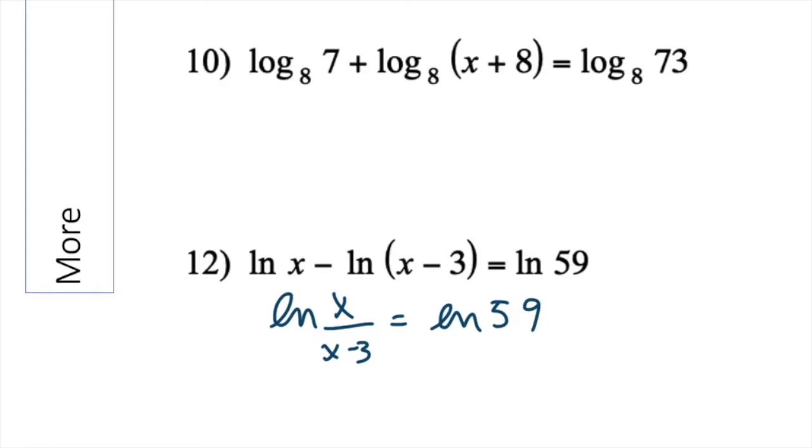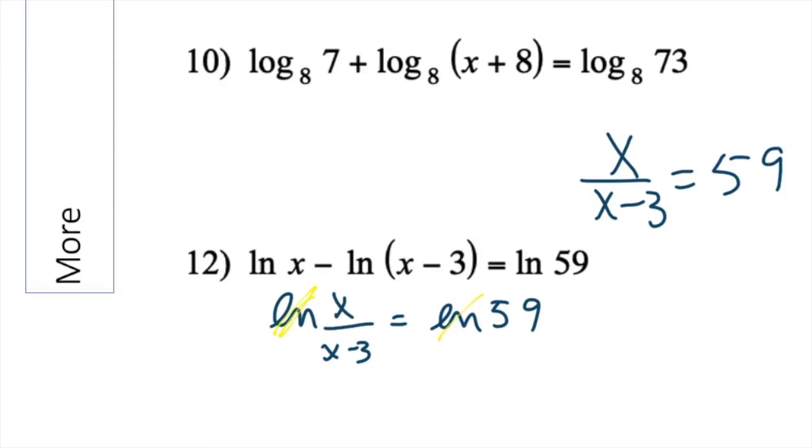Now what do we do? Well, the ln's are going to cancel, right? This one might be a little tricky on how to solve it. So do we multiply both sides by x minus 3? That's exactly what we're going to do, and I think that's what she's trying to say too.